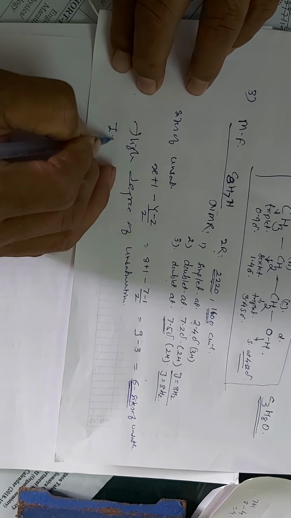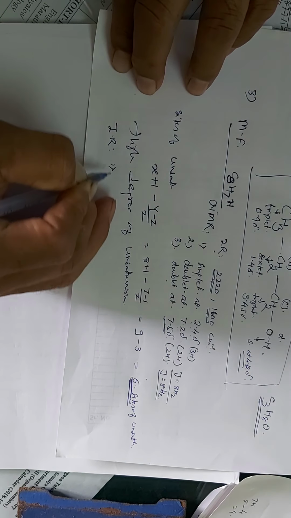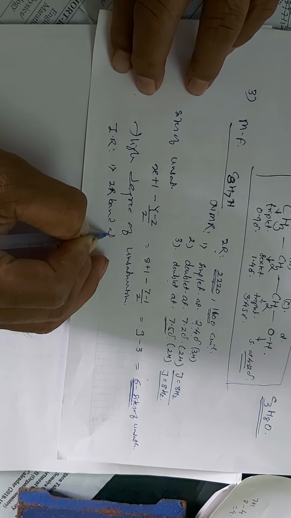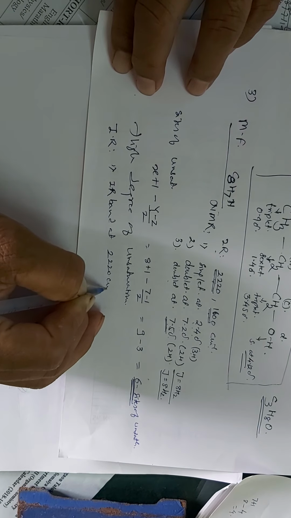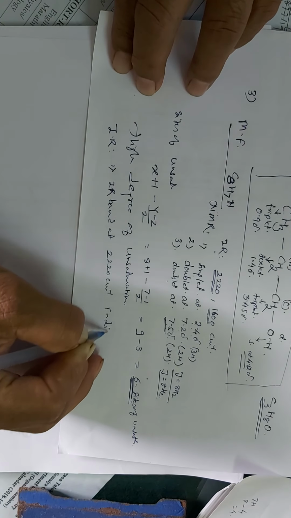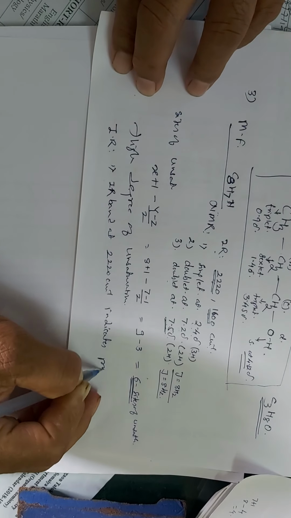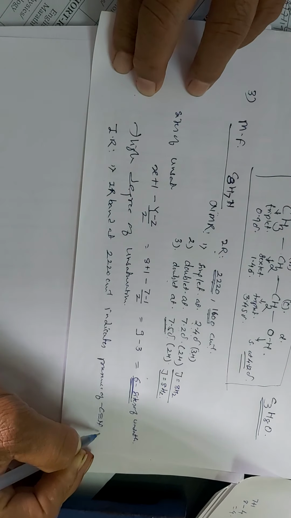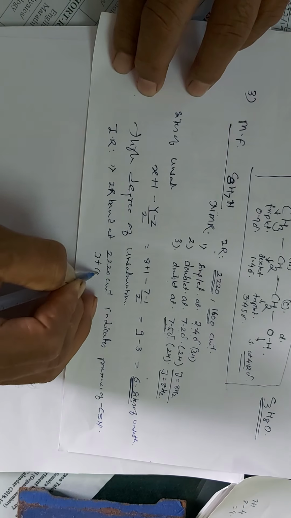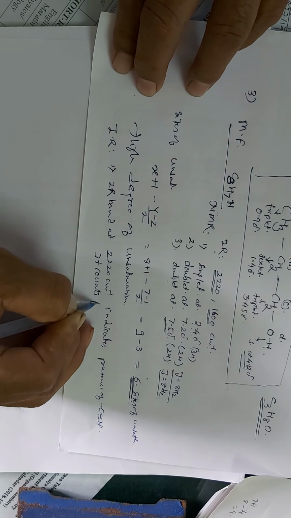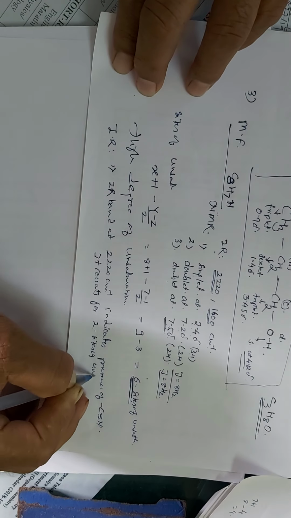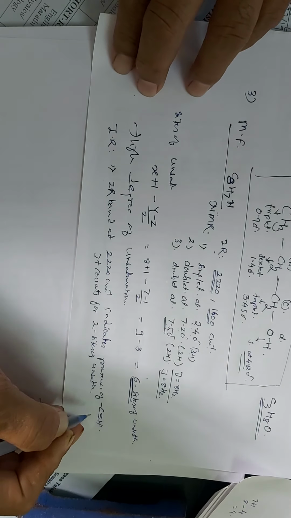Now, from the data available, first of all, we will start with the IR data. The first point: the IR band at 2220 reciprocal centimeter indicates the presence of a C triple bond N, and this counts for two sites of unsaturation, so the remaining sites of unsaturation are equal to 4.